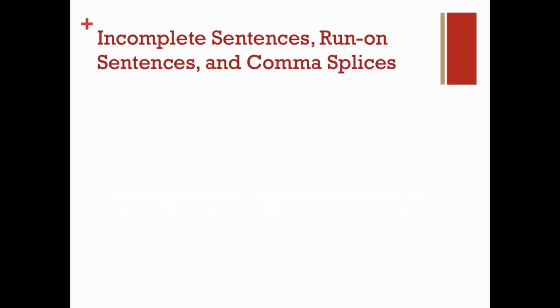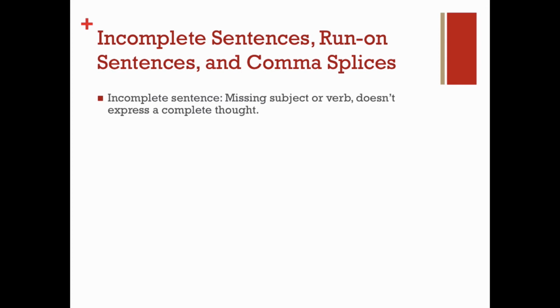Okay, incomplete sentences, run-on sentences, and comma splices. These kind of get on my nerves a little bit. An incomplete sentence is missing either a subject or a verb. It doesn't express a complete thought. So this directly correlates with the dependent clauses that we were talking about because we're missing something in those, which is why they can't stand on their own.